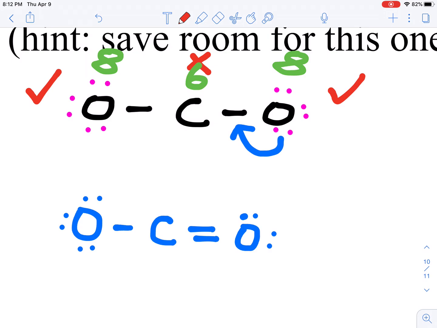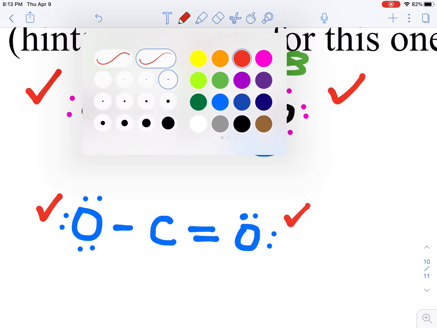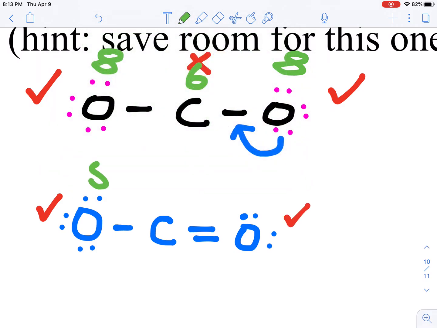Let's check the valence. So oxygen over here on the left is happy. It has 8 valence electrons. Oxygen over here is happy. 2, 4, 6, 8 valence electrons. So that one's good. Carbon now. This one's good. Let me write those in. So oxygen on the left has 8. Oxygen on the right has 8. Carbon now has 2, 4, 6.